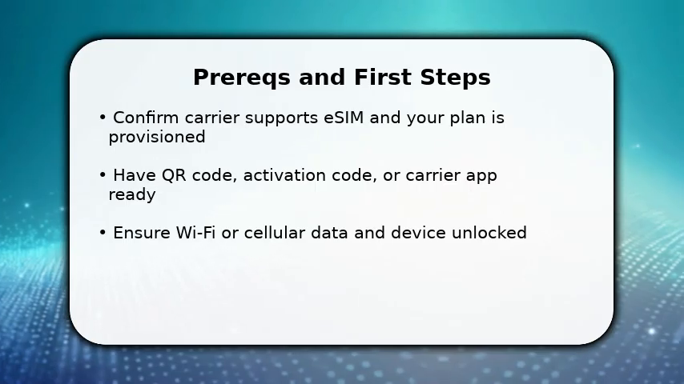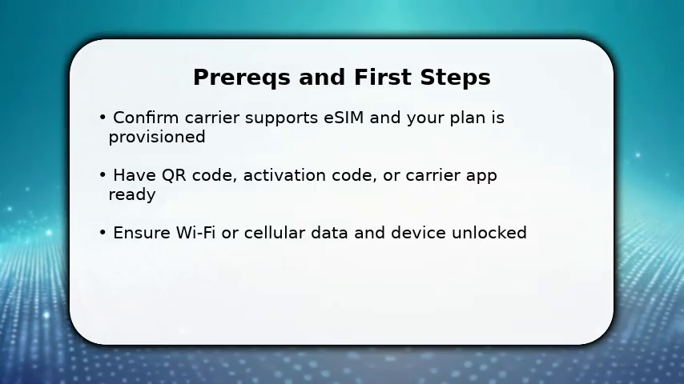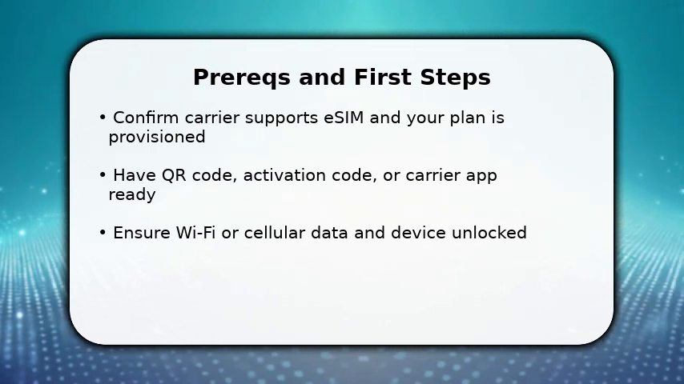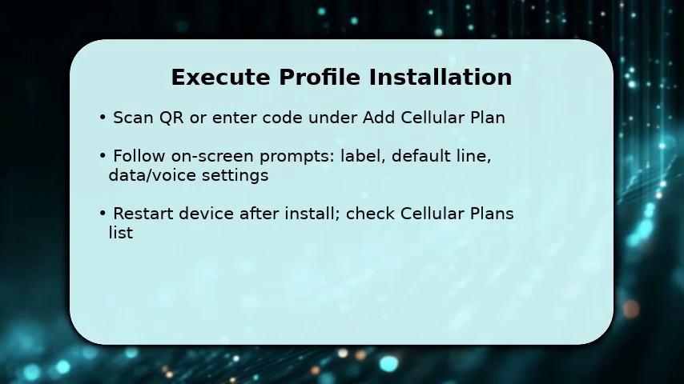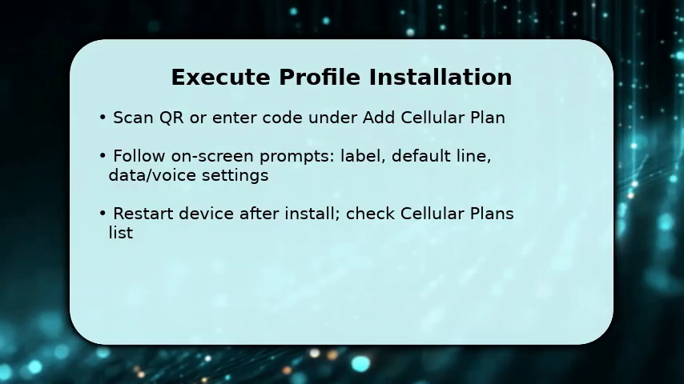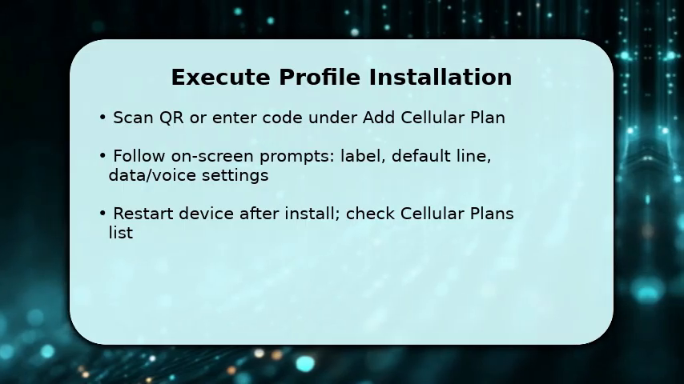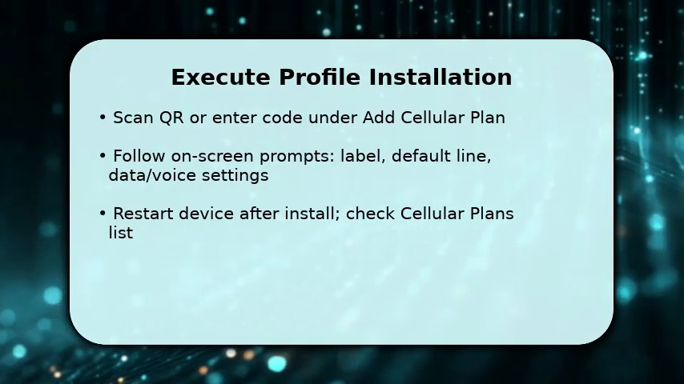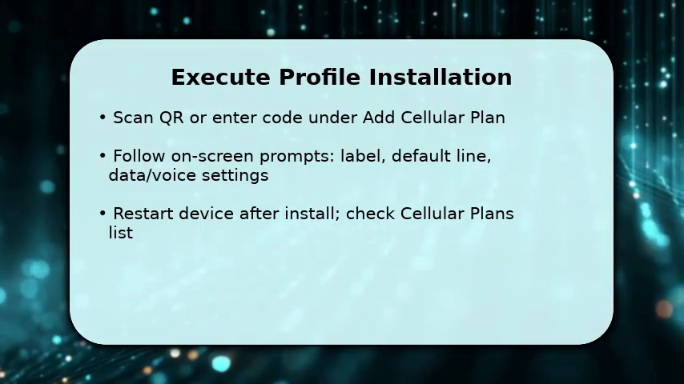Without connectivity, the phone cannot reach the carrier to fetch the eSIM profile. Once you scan or paste the activation code, follow prompts to name the line and set default voice or data use, because choosing wrong defaults causes routing issues later. You'll see a downloading or installing progress. If asked, pick a label like work or personal so you can manage it easily.